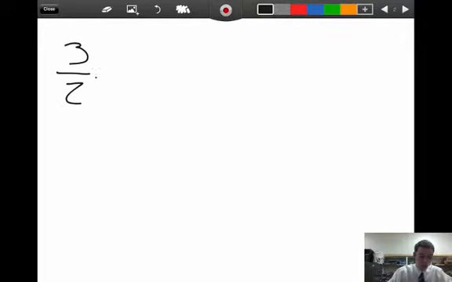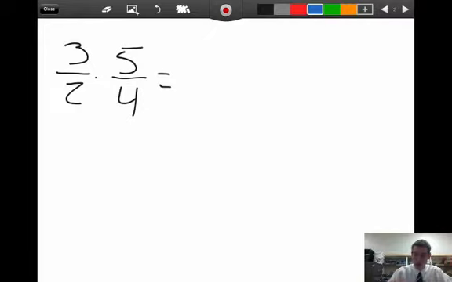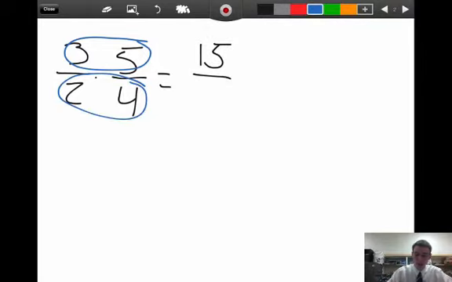So to begin, let's review some rules of multiplying fractions. For instance, if we have 3 divided by 2 times 5 divided by 4, we solve this by simply multiplying what's in the numerator to get the numerator of the solution, multiply what's in the denominators to get the denominator here. And that gives our solution.